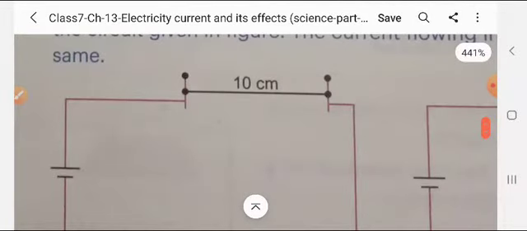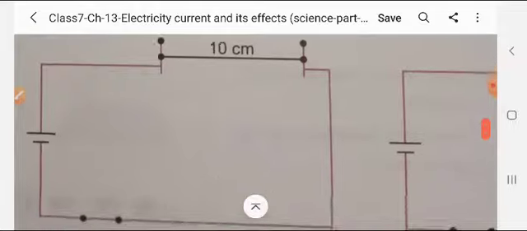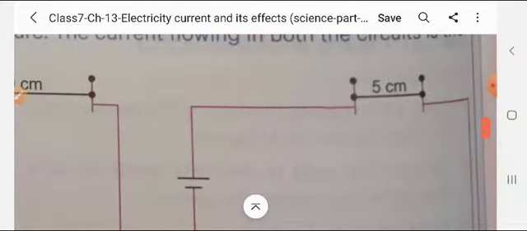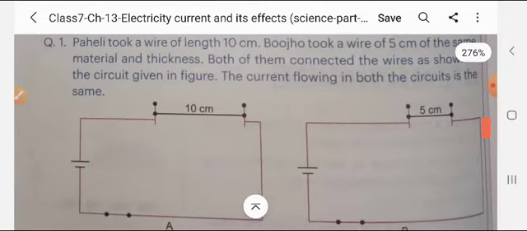The case in which the wire length is more produces more heat because of its resistance, which I have already told you about in my previous video. If the wire is of greater length, then the resistance is greater compared with the smaller length of the wire. So the wire that has bigger length can create more heat than the wire of smaller length.